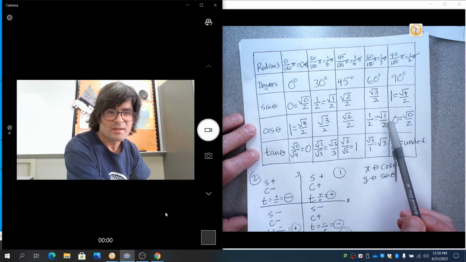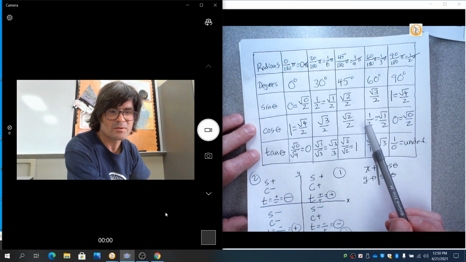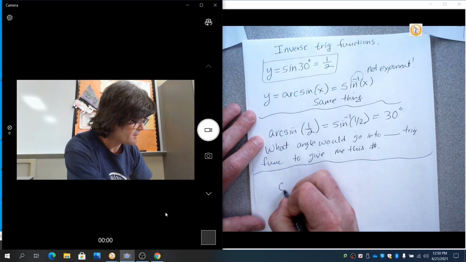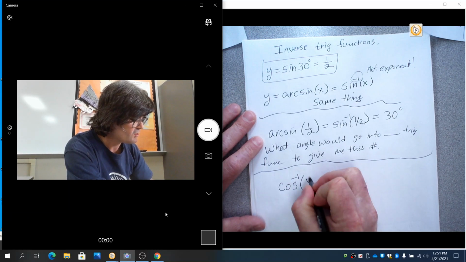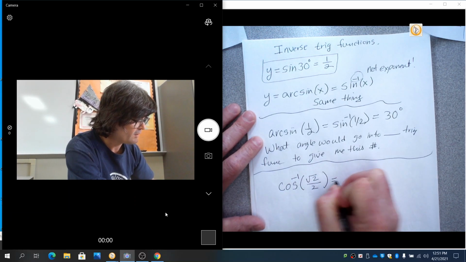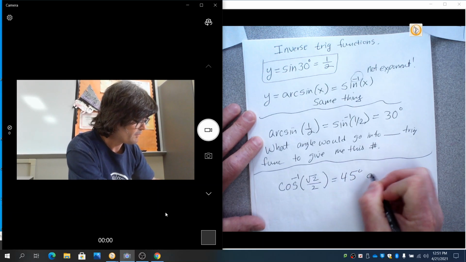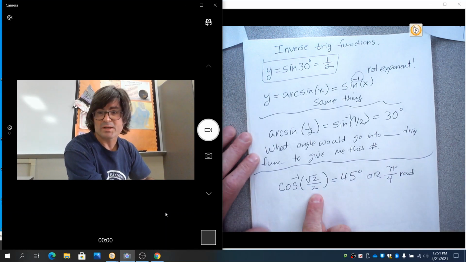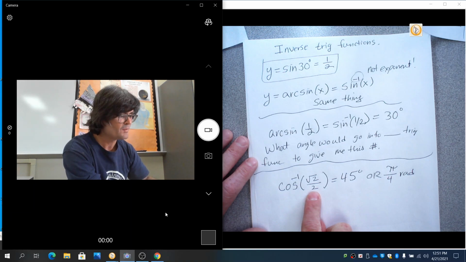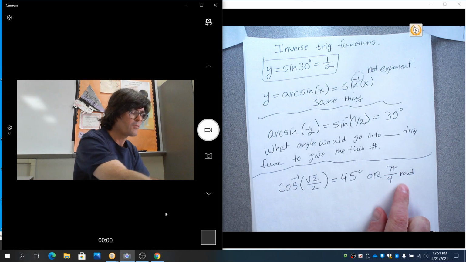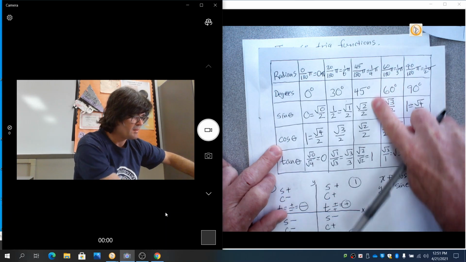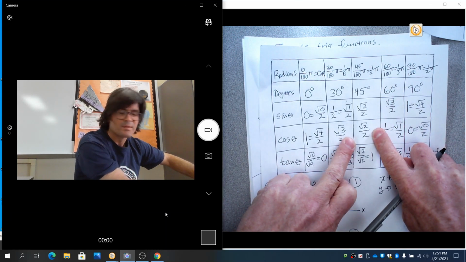Say we did inverse cosine. Let's write that down. Cosine inverse, say you do square root 2 over 2. That would be 45 degrees, or pi over 4 radians. Because what angle goes into cosine and gives me root 2 over 2? Well, it's either 45 degrees or pi over 4. We know that from my table right here. Here's cosine, here's 45 degrees, it comes to root 2 over 2.